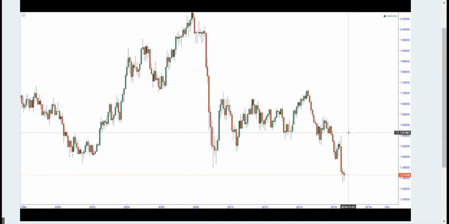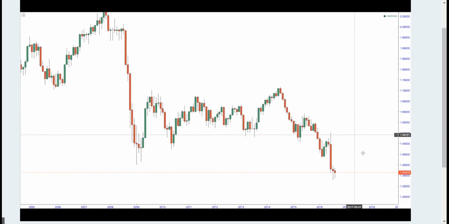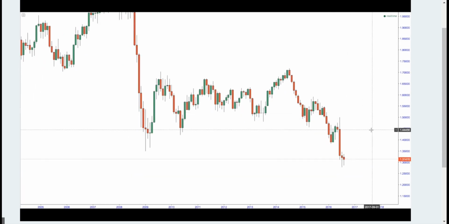So candlestick formation is important. Now where do we actually start with candlestick formation? We actually start on the monthly time frame.